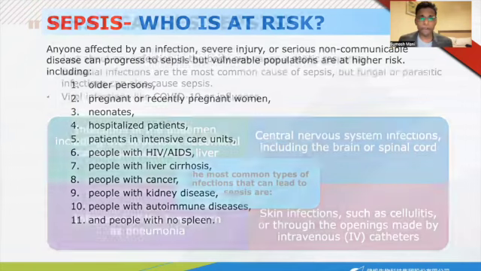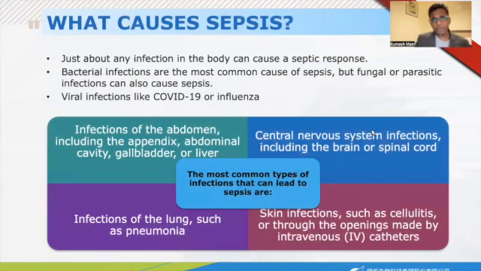Okay, now what causes sepsis? Normally it is a bacterial infection. A bacterial infection is the most common cause of sepsis, but fungus and other parasitic infections can also cause sepsis. A viral infection like COVID, which we saw in the last 2 years, also caused sepsis. And that's why HA330 was really able to help there.